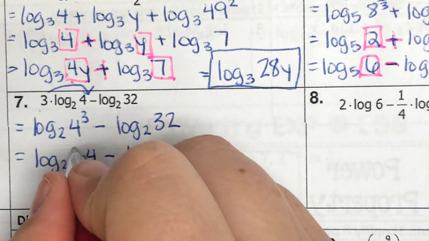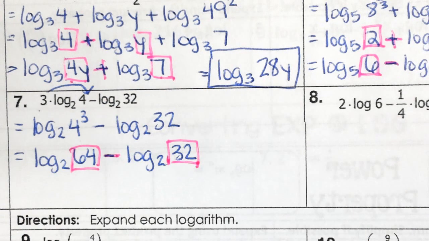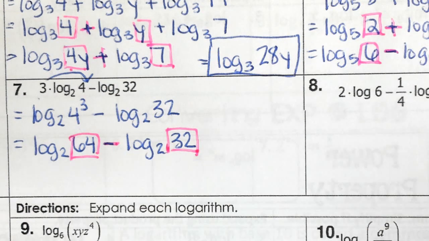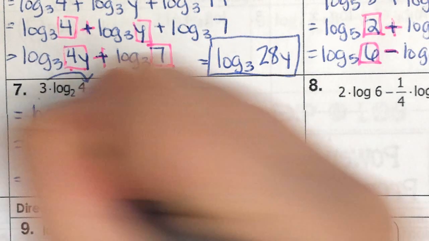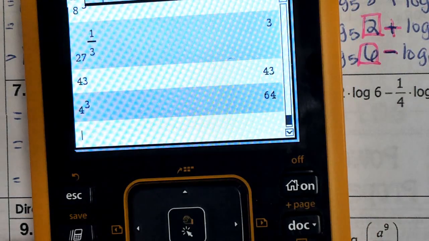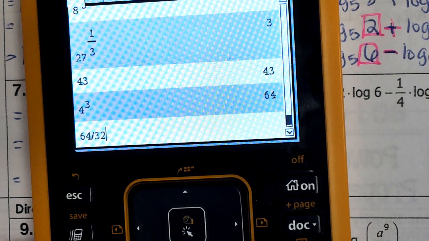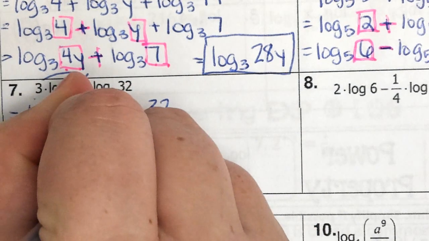2 logs, 2 arguments with a minus in between. So that means we're going to divide the 2. So this is log base 2 of 64 divided by 32, which is 2. And that's your answer.